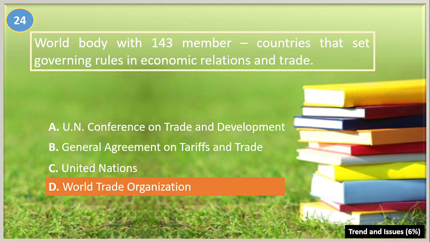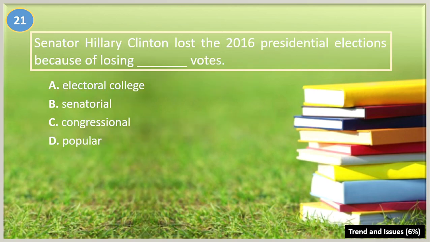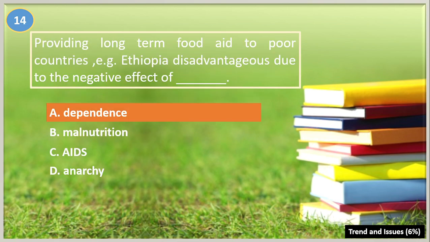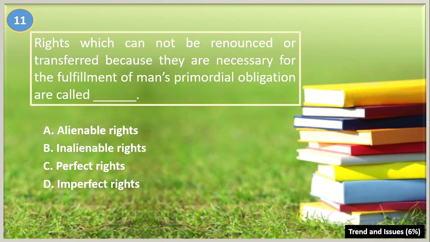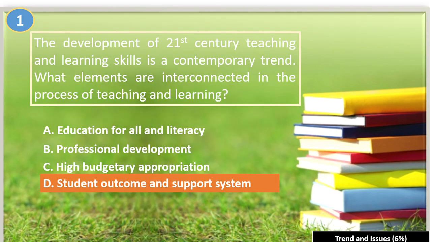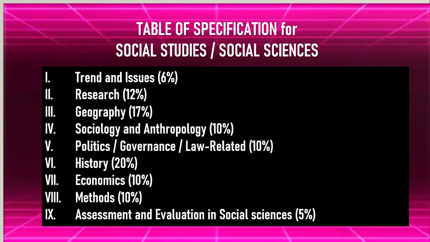Okay. So, on my next video, I will be discussing the second. After trends and issues, let us go back to our table of specification. So we are done with number one, the trends and issues, which is 6%. So on my next video, that focuses on research.